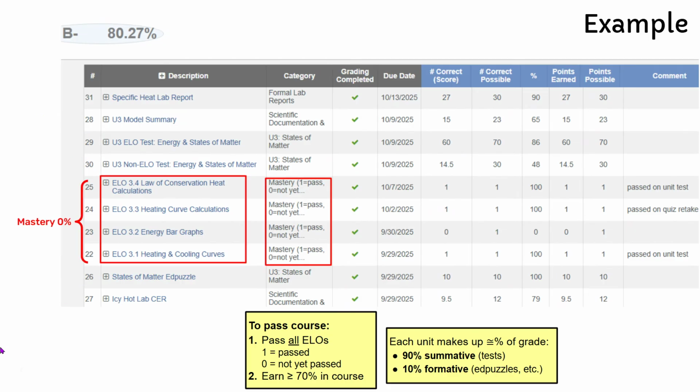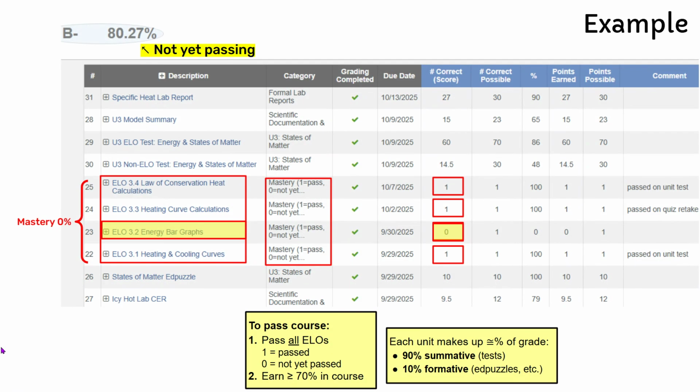Now here's that mastery category I was talking about. For this unit, there are 4 ELOs that you can see here, and I break them down by unit as, for example, 3.1, 3.2, 3.3, etc. And then you'll see that category saying mastery. So let's take a look at those grades. They passed the first one, not the second one. They did pass the third, and they passed the fourth. So now then we notice that this particular ELO is not yet passed, so this student is not actually yet passing.